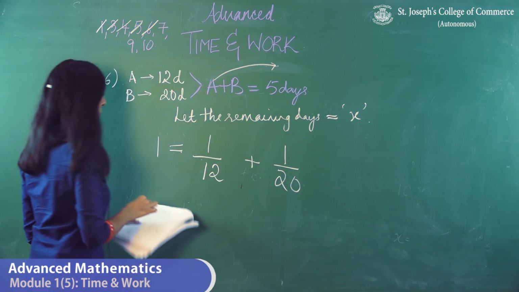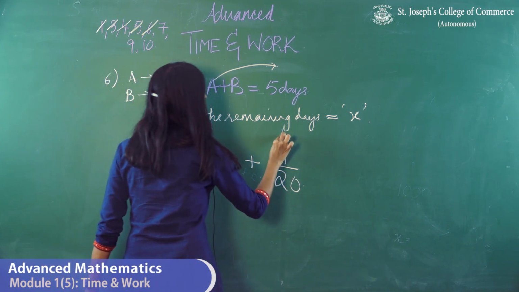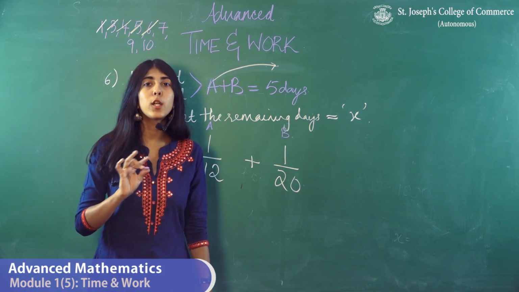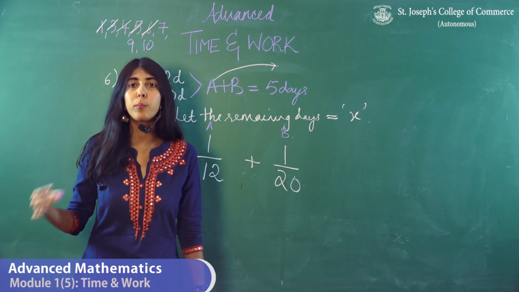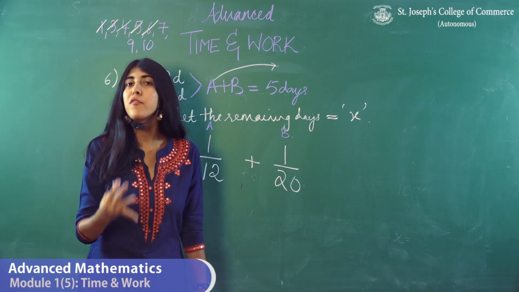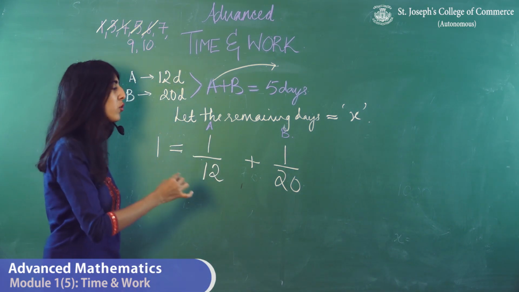The only problem is this is what A put in and this is what B put in. Out of this 1 by 12, A did not contribute to complete the whole project. He was there only for 5 days. Again, out of the 5 days, we don't know how many days or how much of the work he had completed in those 5 days.